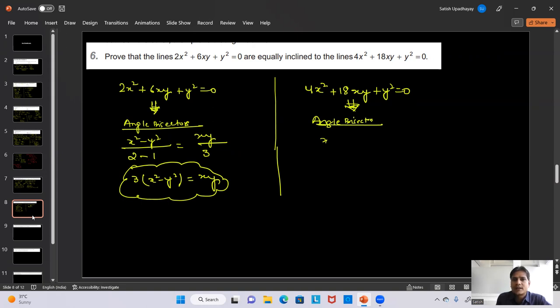So it will be (x² − y²)/(a − b), that is 4 minus, what is b here? B here is 1, and that will be equal to xy/h. H is how much? H here is 9, because 2h is 18, so h will be 9. So here if you see, 4 minus 1 is how much? It is 3 basically.